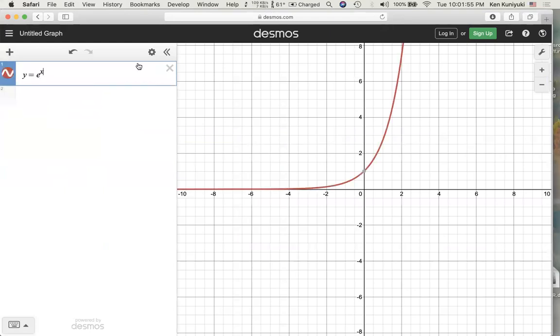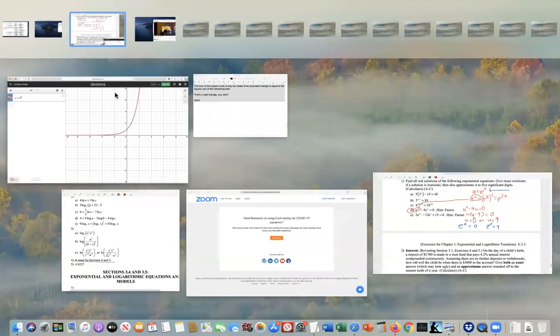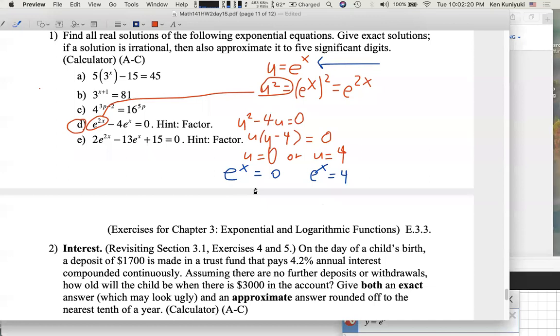Y equals e to the x. All right. Now, in spite of what you see here, is e to the x ever 0? No. Because this graph does not touch its horizontal asymptote. Some graphs do, this graph does not. Which means e to the x equals 0 is a dead end. You will not get any solutions from that equation. You may as well have 1 equals 2. However, e to the x equals 4, proceed from there.